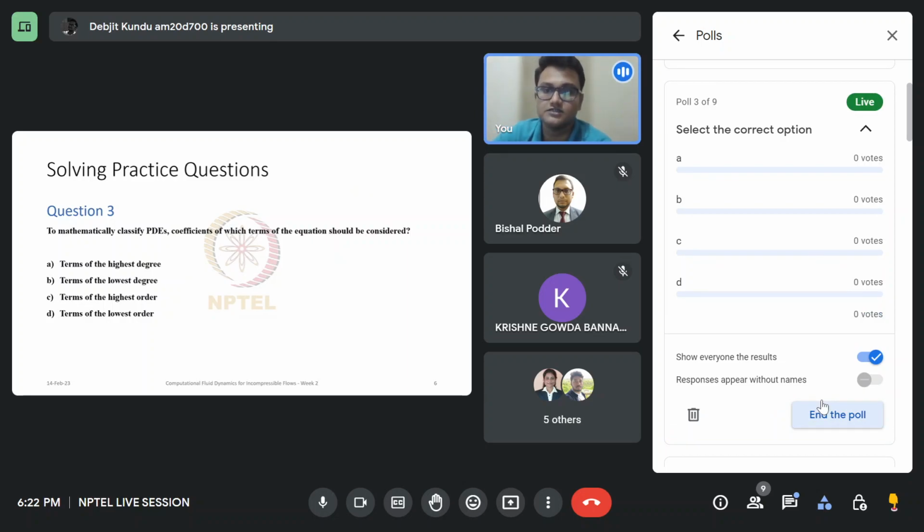So we will move on to question number 3 of today's session, which says: to mathematically classify partial differential equations, coefficients of which terms of the equation should be considered? Is it option A, terms of the highest degree? Option B, terms of the lowest degree? Option C, terms of the highest order? Or option D, terms of the lowest order?